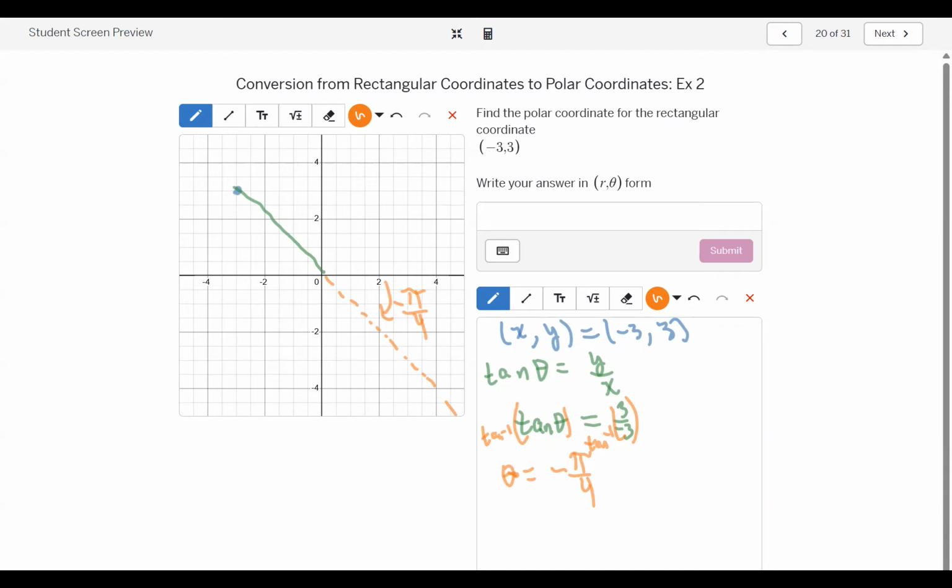So when we look at the angle we got, negative pi over 4, that's looking down in quadrant 4. But our location point is back in quadrant 2. So if I'm going to keep my angle the same, then I have to use a negative radius to end up in quadrant 2.